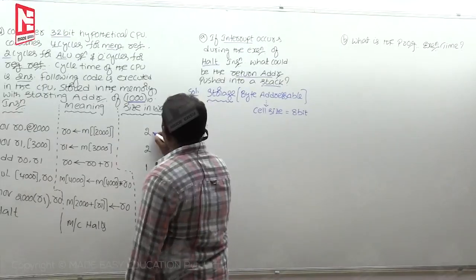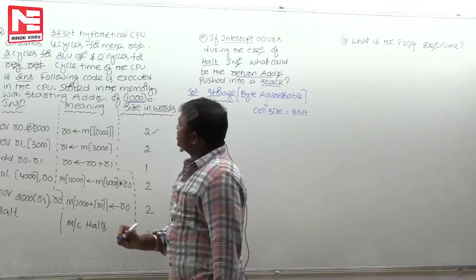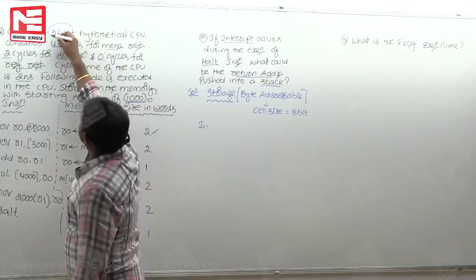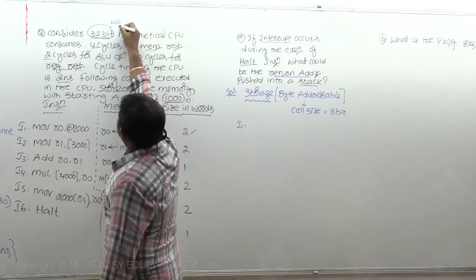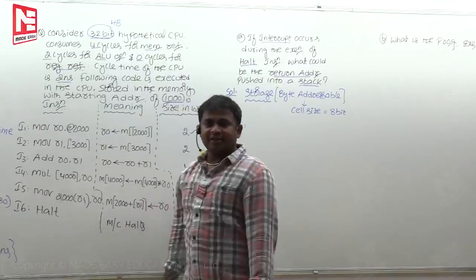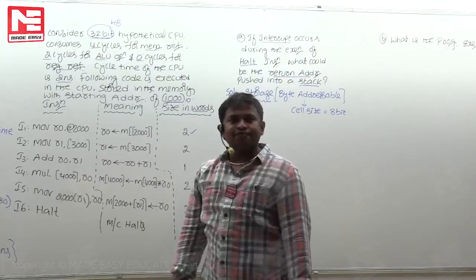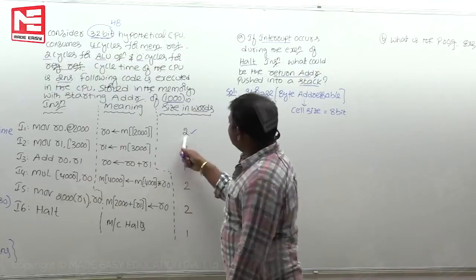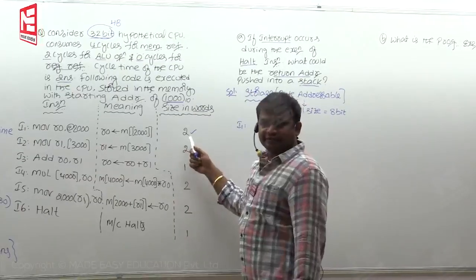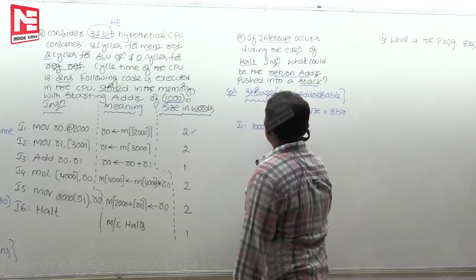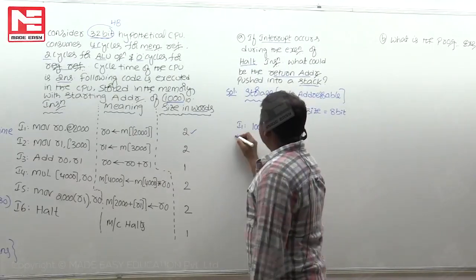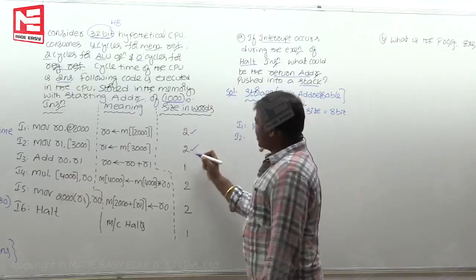I1, instruction 1, is a 2-word instruction. What is the size of 1 word? 32 bits. 32 bits means how many bytes? 4 bytes. Therefore a 1-word instruction takes 4 cells of storage space. It is a 2-word instruction, so 8 cells of storage space are required. 1000 is the starting address, so I1 occupies 1000 to 1007.